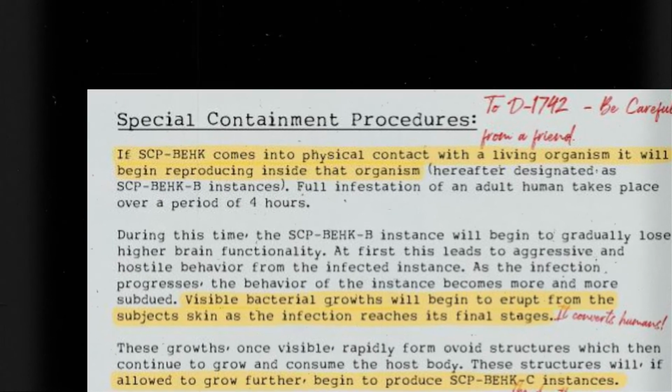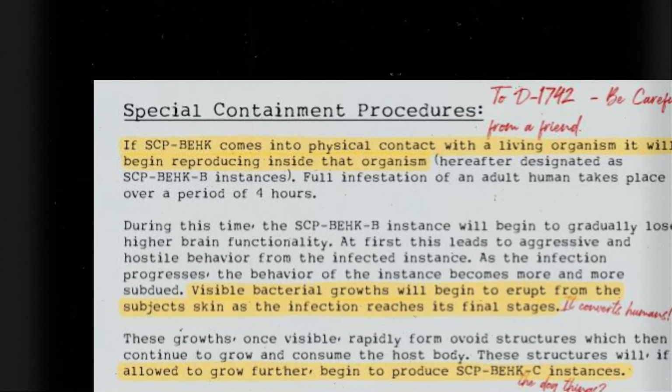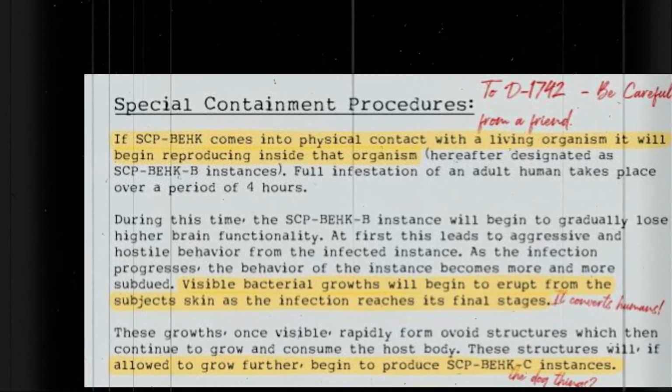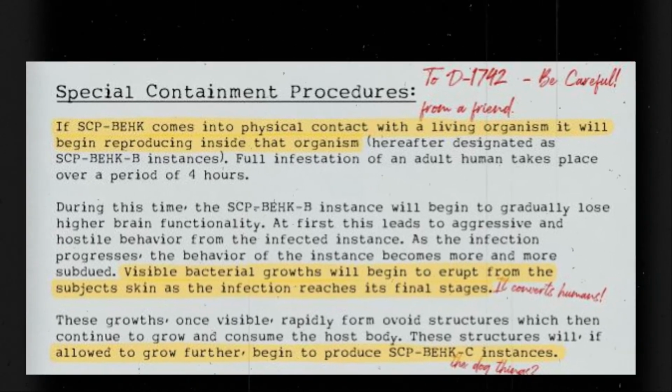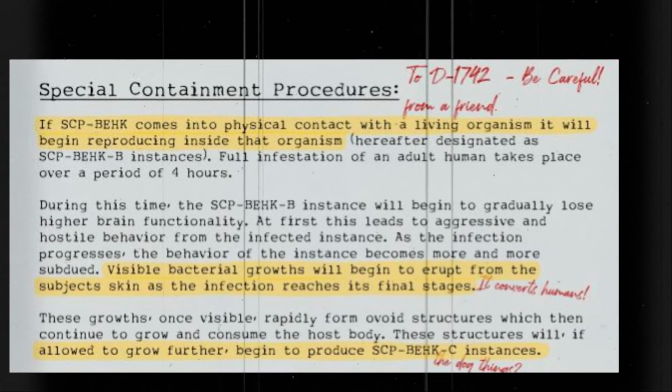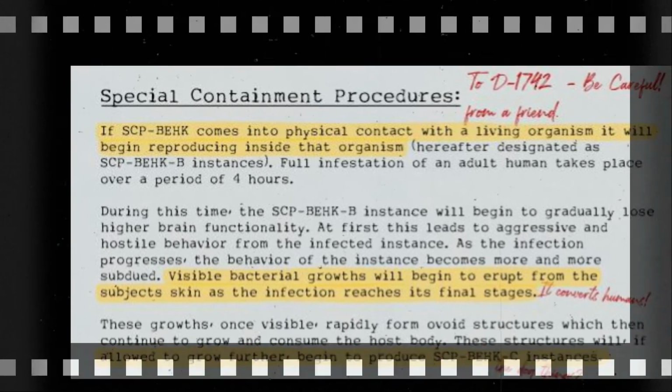Visible bacteria growths will begin to erupt from the subject's skin as the infection reaches its final stages. These growths, once visible, rapidly form ovoid structures, which then continue to grow and consume the host body. These structures will, if allowed to grow further, begin to produce SCP-BEHK-C instances.